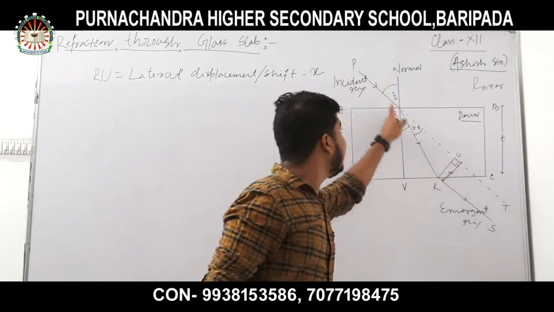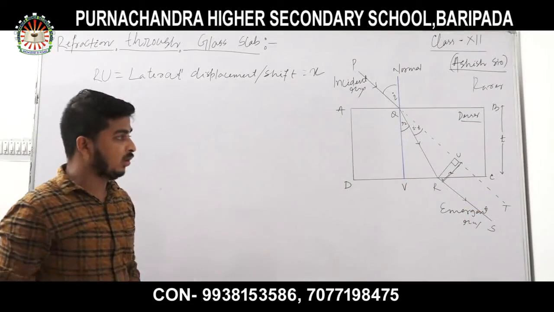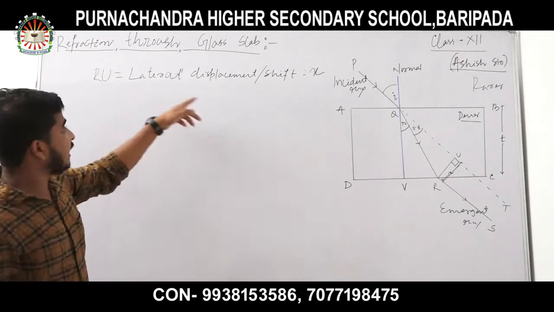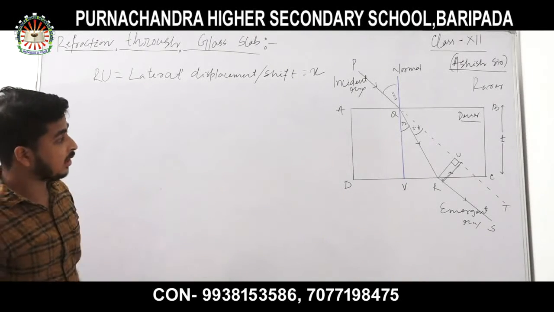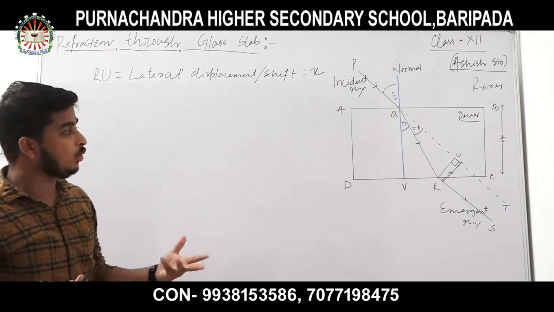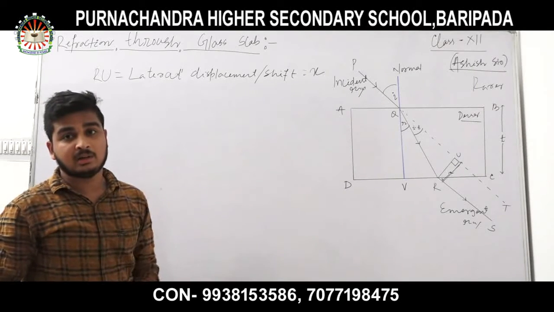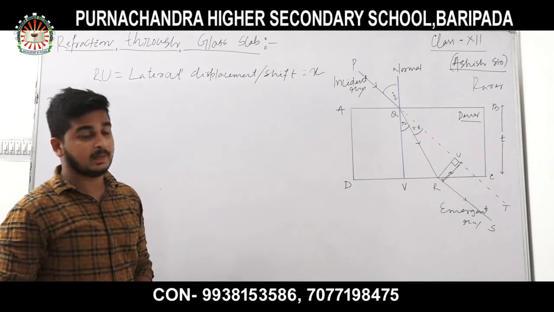RU is a perpendicular drawn on UT. RU is known as lateral shift, that is X. This is called lateral displacement. As you are good students, let's find the expression for lateral shift or lateral displacement.